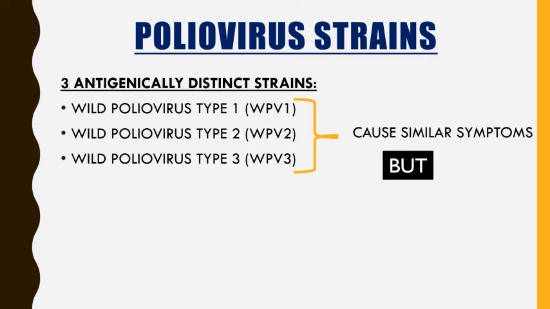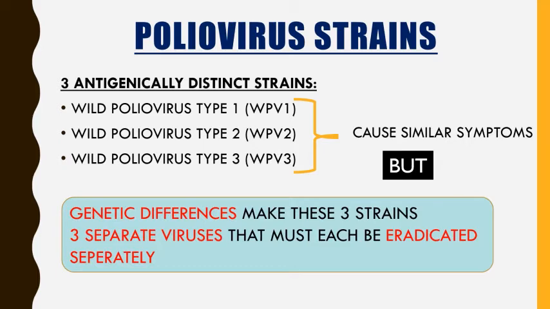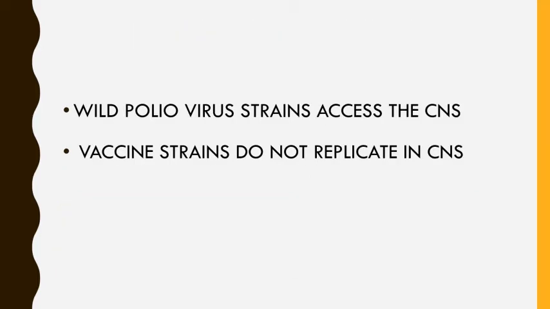They include wild poliovirus type 1, wild poliovirus type 2, and wild poliovirus type 3. They all cause similar symptoms, but genetic differences make these three strains three separate viruses that must each be eradicated separately. Wild poliovirus strains can access the central nervous system, while the vaccine strains do not replicate in the central nervous system.